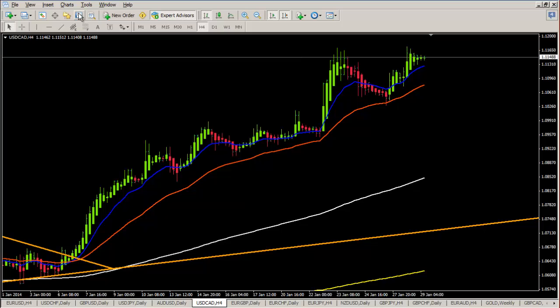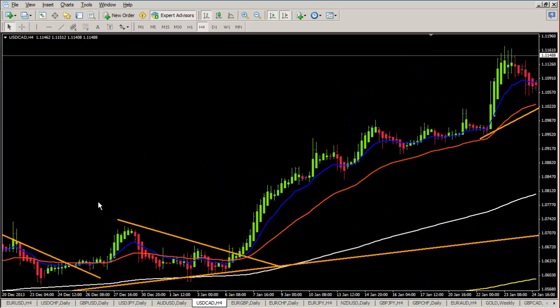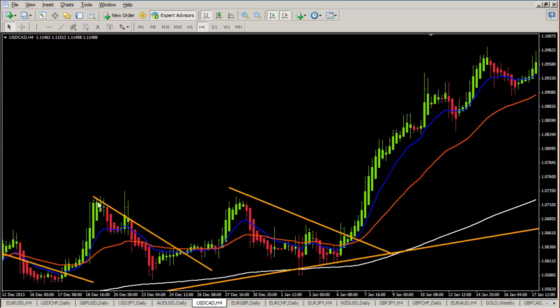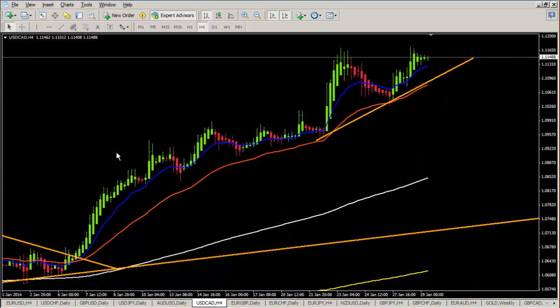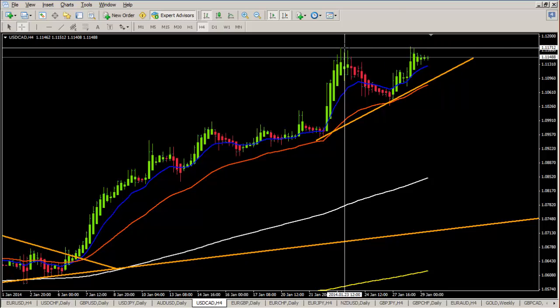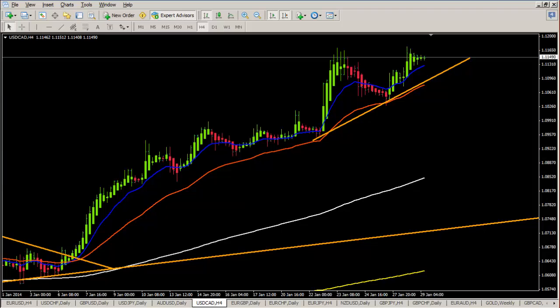Bounces on the 4-hourly chart still. Only thing you get is a bounce there. That's it. Yeah. Still the same thing.